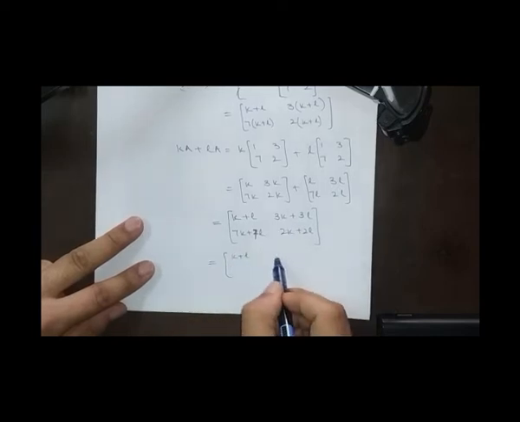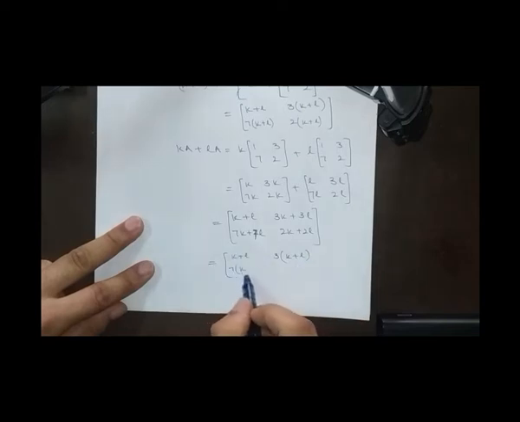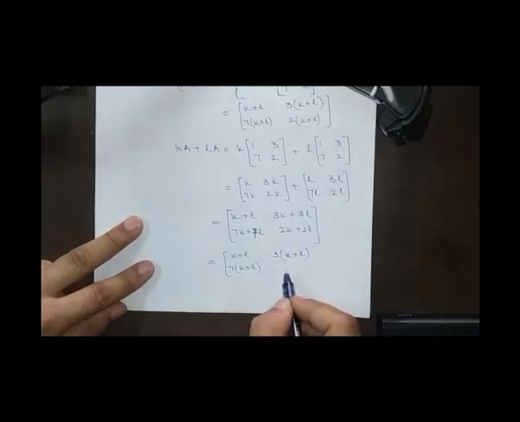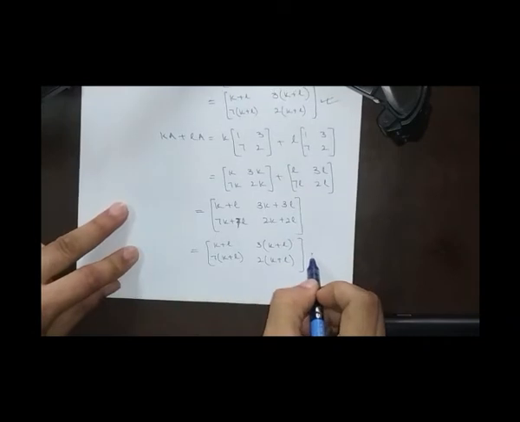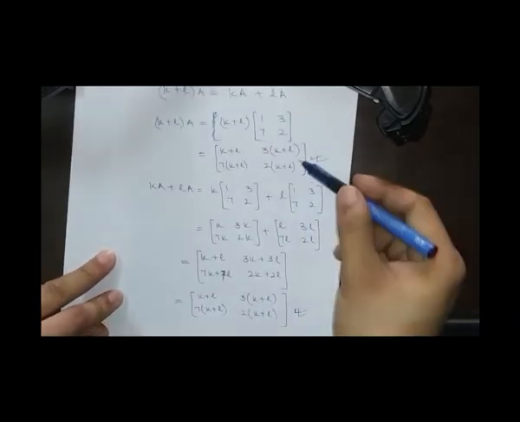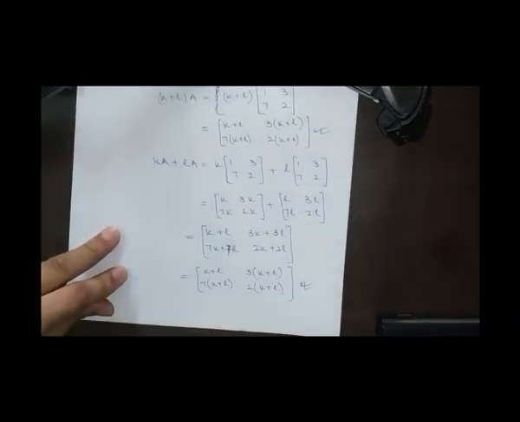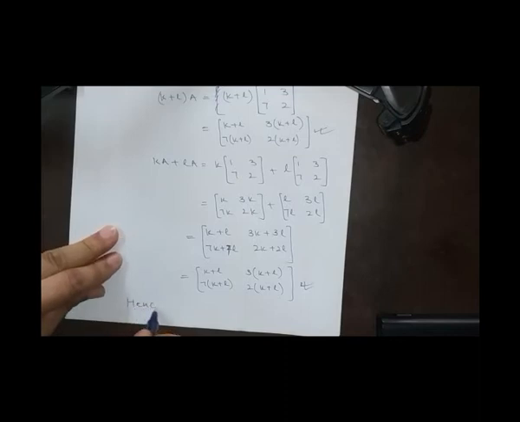From this, 3 common (k plus l), 7 common (k plus l), 2 common (k plus l). We'll see from here and here both are equal, so we'll write: hence (k plus l)A is equal to kA plus lA.